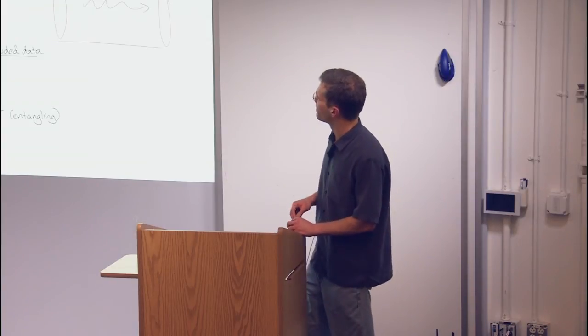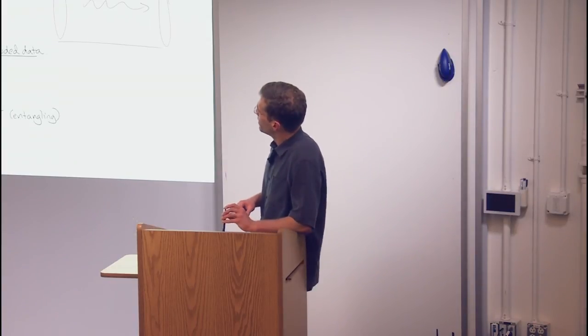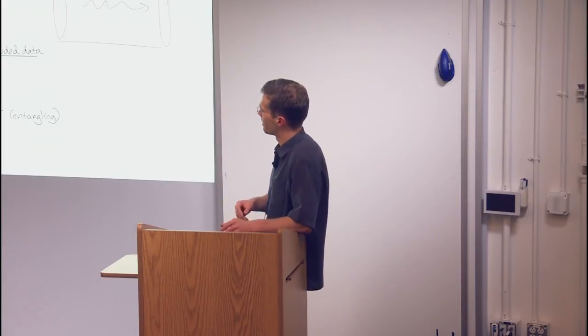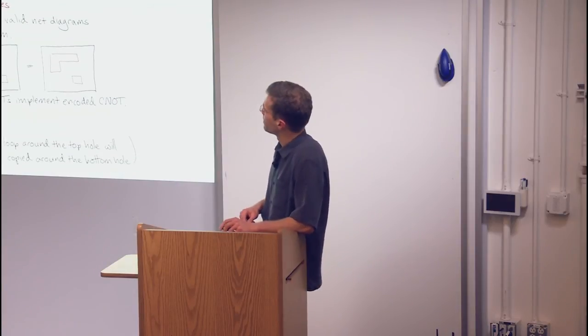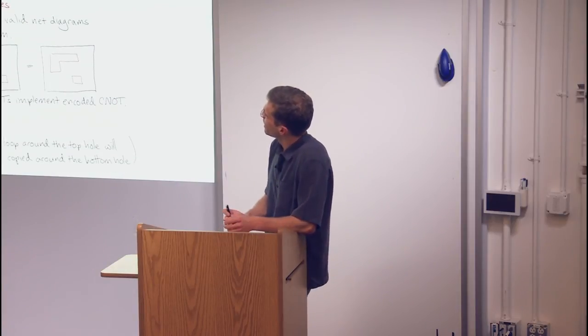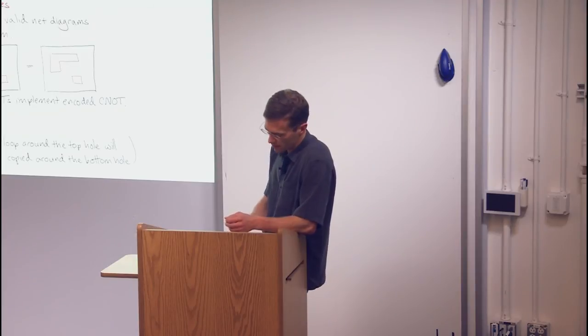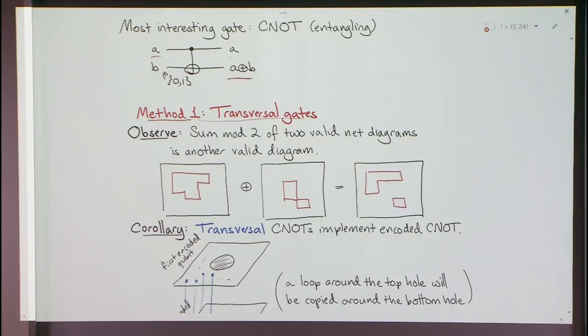So I'd like to just give an example of how we do this. And the most interesting example is the CNOT gate, because this is a 2-qubit gate. It entangles things. It's pretty interesting quantum mechanically. But it's also quite simple. So here's the CNOT gate. It's a 2-qubit gate. Classically, in the computational basis, it just adds the first bit into the second bit, mod 2.